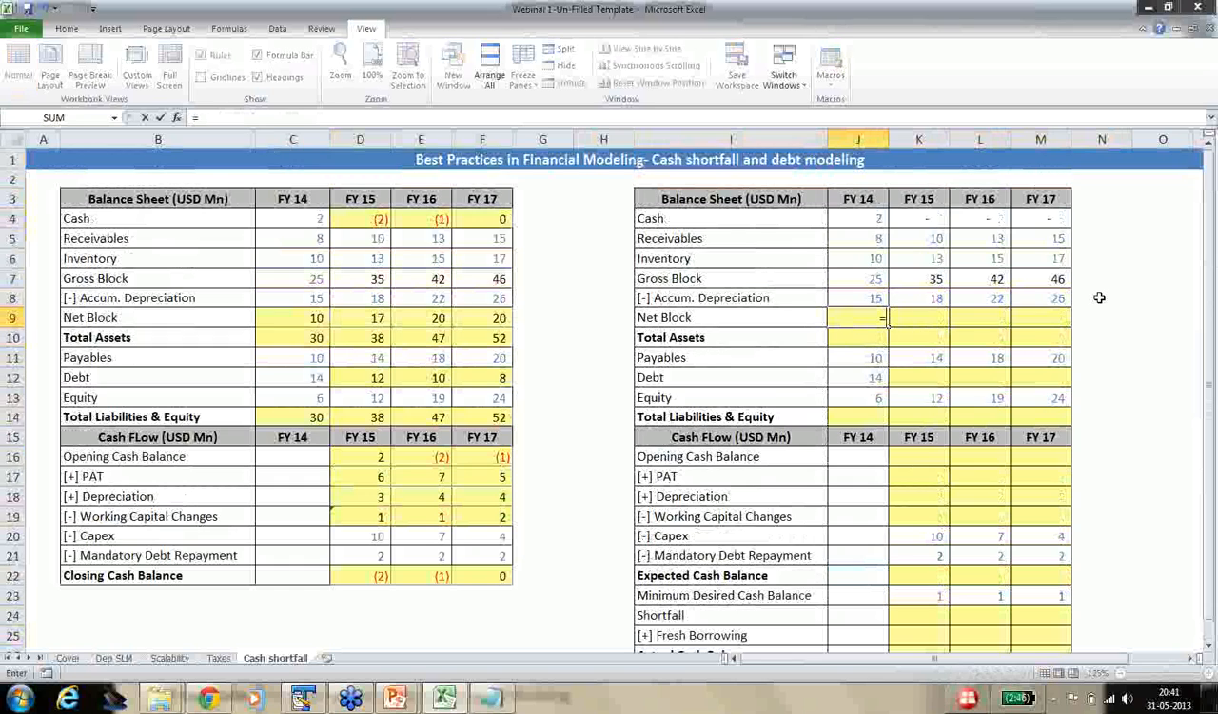Now what is net block? The net block is equal to gross block minus the accumulated depreciation. So this is my net block. My total assets would be equal to how much? My cash plus my receivables plus my inventory plus my net block. Remember, you don't add gross block to this. So this is my total assets. Note that I have not put the cash numbers so far because we'll do the calculations for it. But this is the way it will be linked.